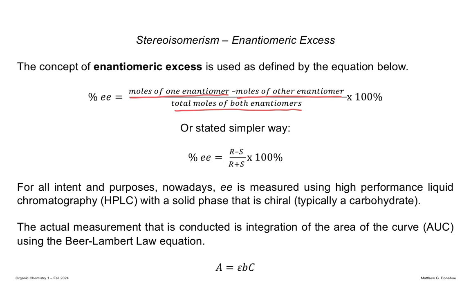So nowadays, like in my lab, for instance, we use an instrument called HPLC, which is high performance liquid chromatography, with a stationary solid phase that's chiral that will separate these things into two different peaks. You get the area of those peaks, and then you just shove it into this equation here. R minus S divided by R plus S.